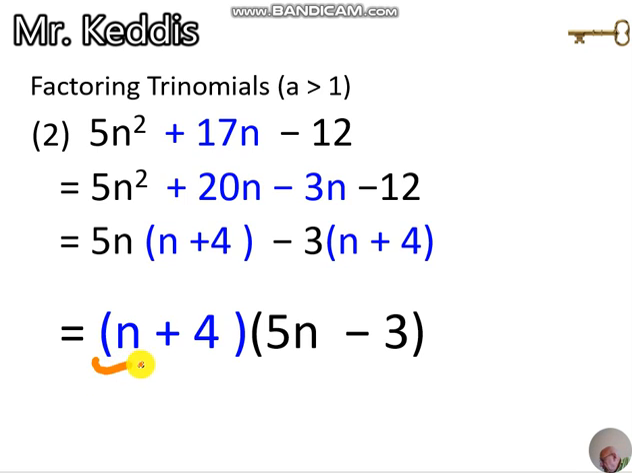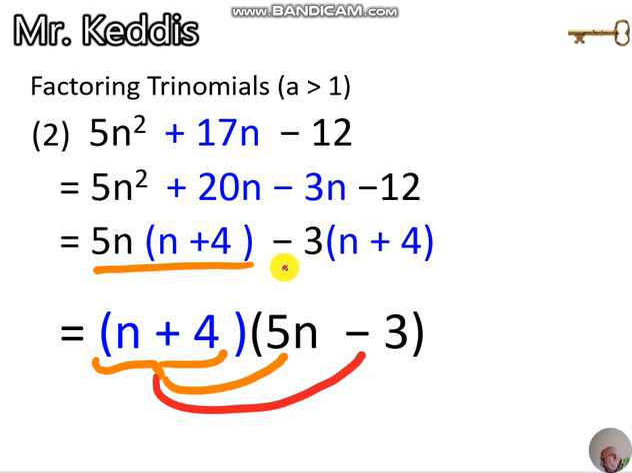If we multiply n plus 4 times 5n, I get the first term. If we multiply n plus 4 here times negative 3, I get the second term.